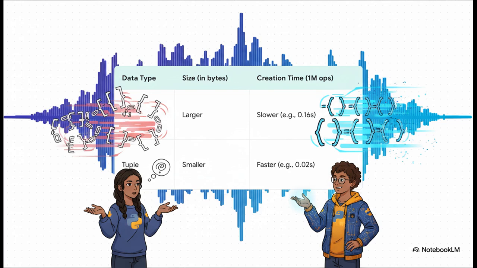Just look at this data. Making 1 million tuples can be something like 8 times faster. When you're building apps that handle massive data sets, that little difference adds up to a huge performance boost. So here's the takeaway. If your data isn't going to change, a tuple is almost always the faster, more efficient choice.